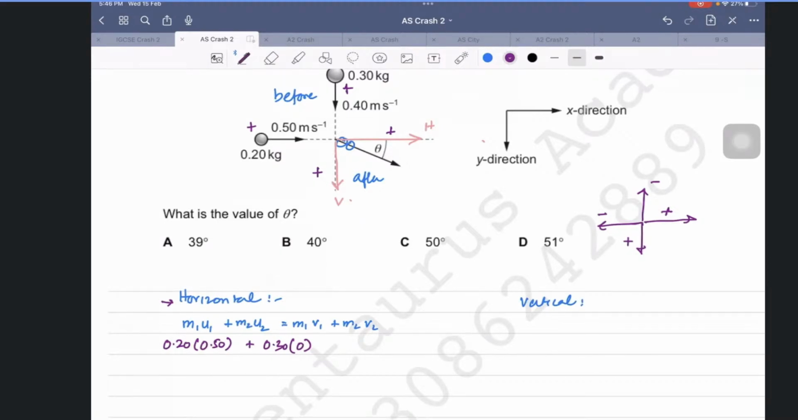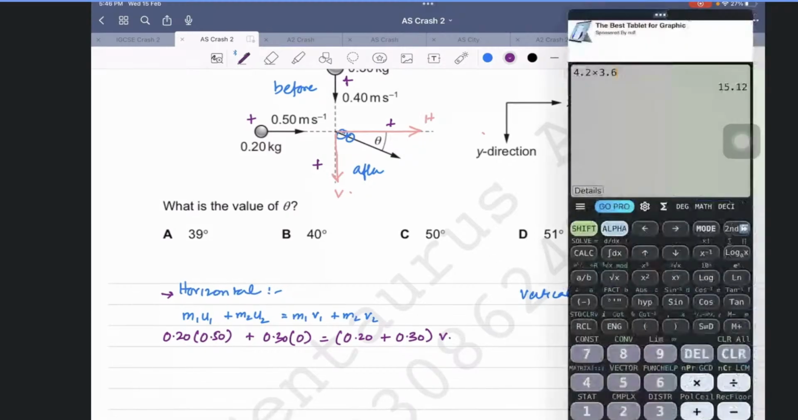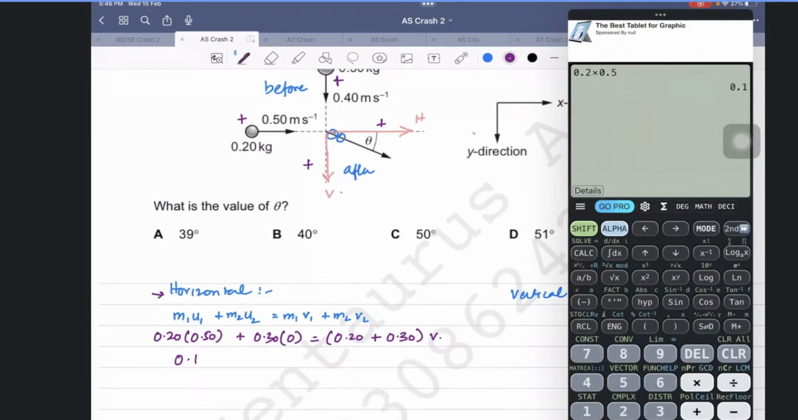Afterwards, the masses combine, which is 0.20 because they stick together, plus 0.30, and they move with the velocity v. Let's try and solve this. 0.2 times 0.5, which is 0.1, plus 0, and this is going to be 0.50 times v. Oh wait, yeah, so this is going to be 0.5 times v.